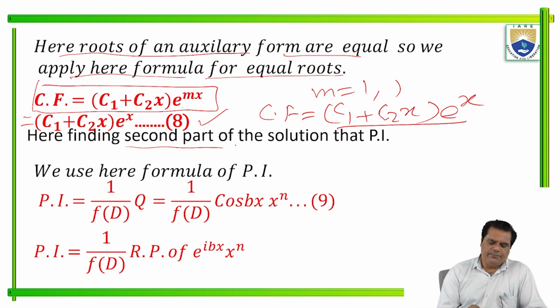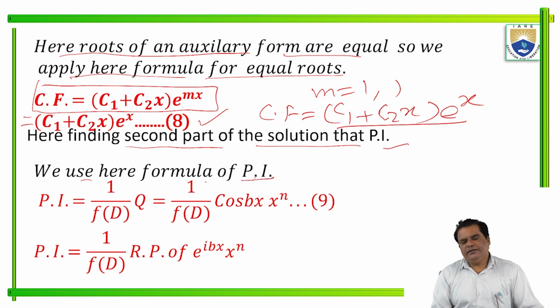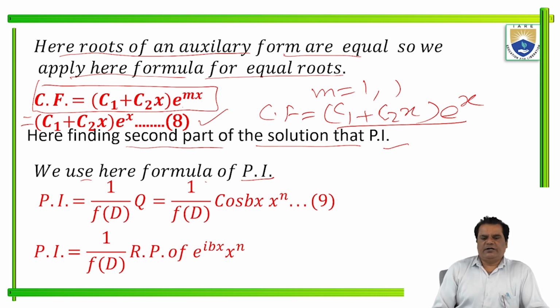Now finding the second part of the solution, that is PI. We use the formula of PI, the basic formula for particular integral that we have applied in each question. PI is equal to 1 upon f(D) into Q. Here Q is cos bx into x to the power n. This is equation number 9.